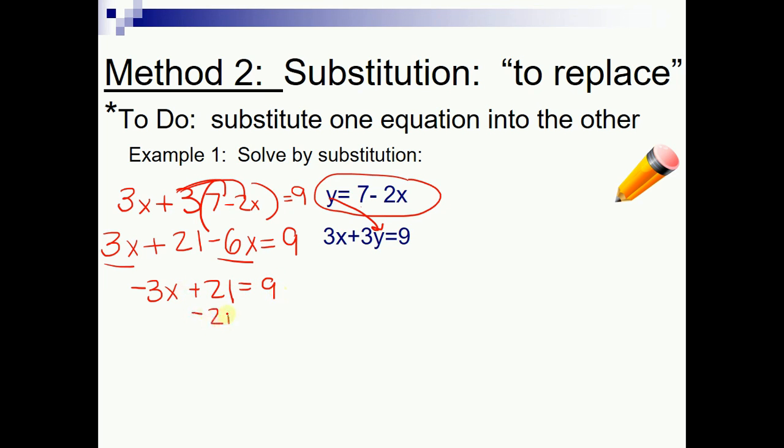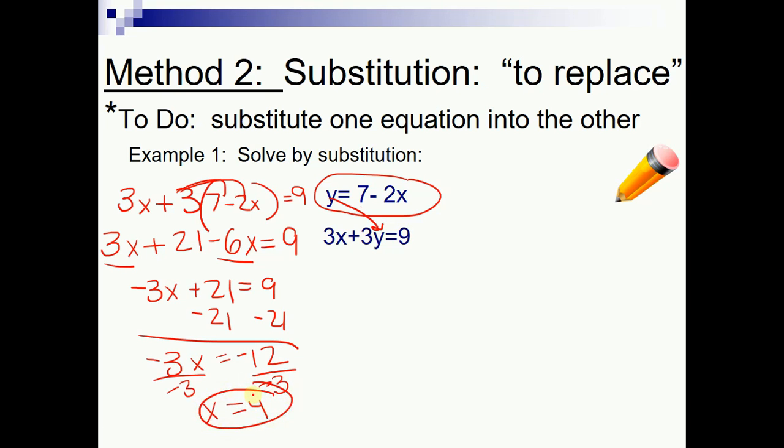I'm going to subtract the 21 to the other side. Basically, I'm solving for x here. I'm going to get negative 12, 9 minus 21, divided by negative 3. I'm going to get x equals 4.